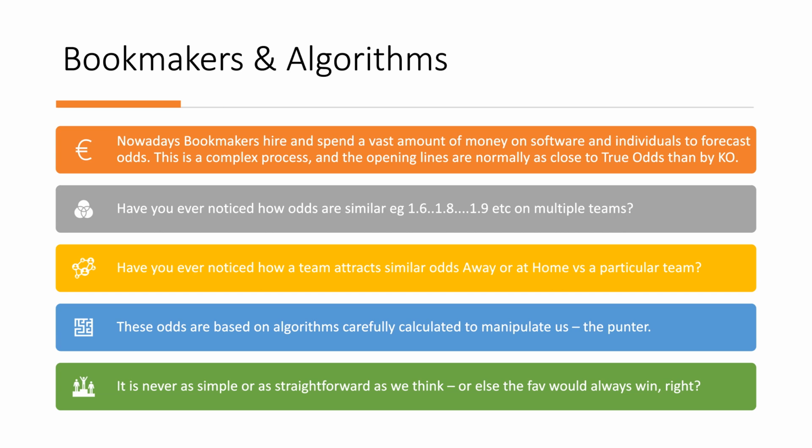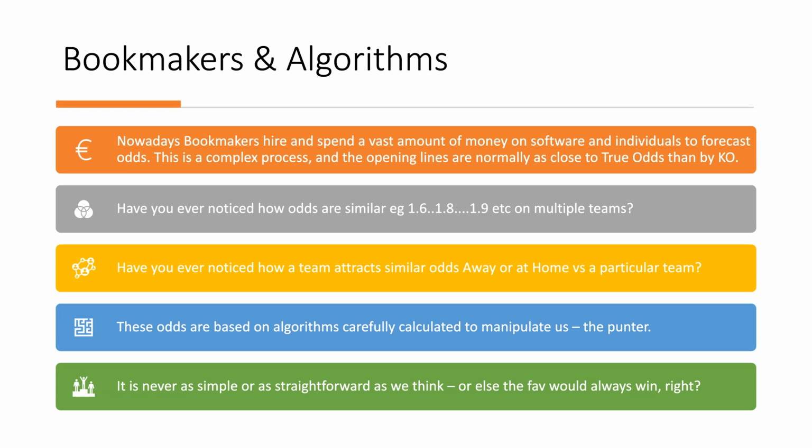Now, when I'm referring to an algorithm, I'm referring to a puzzle that the bookmakers use. And obviously they hire and spend a vast amount of money on software and individuals to forecast odds, results, etc. It's a complex process, so it's not really easy. A lot of things are calculated and analyzed and put into this. So it's not as easy as just saying, what do we think of that? Oh, let's just put them on at 2-to-1 or 1-to-2, etc.